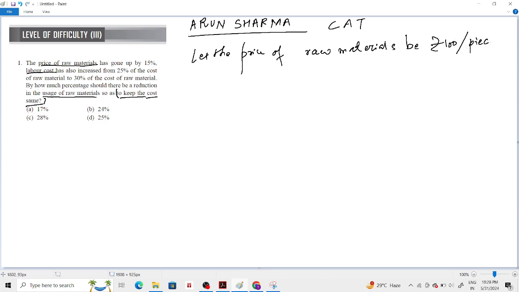The reason why I took piece is that here we have to find out the usage of raw materials. That means how many raw materials should be used less so as to keep the cost same. So for that we have to take the price of the raw materials as in per piece, not in total. And so in that case, what is the labor cost? The labor cost is 25% of the cost of raw material, which is 100, that is rupees 25.